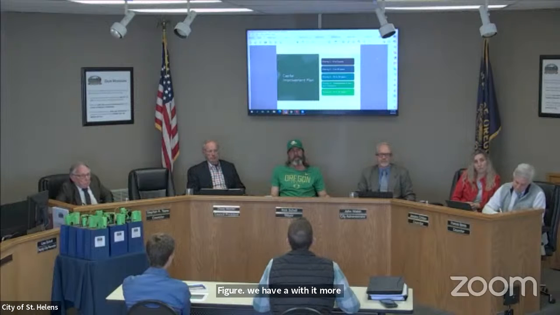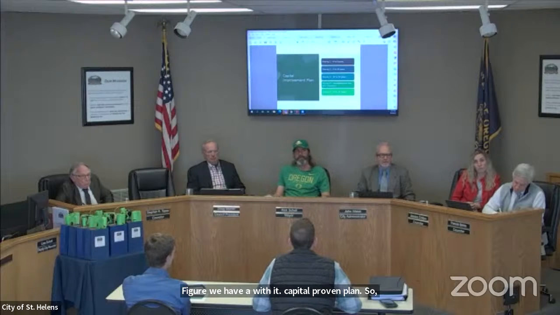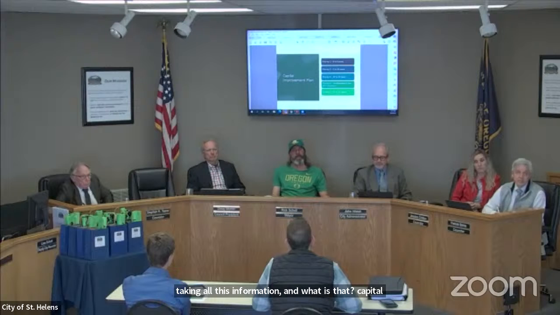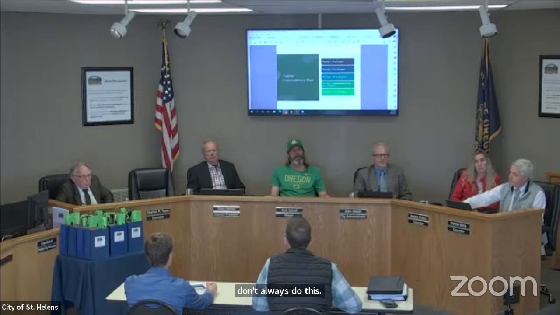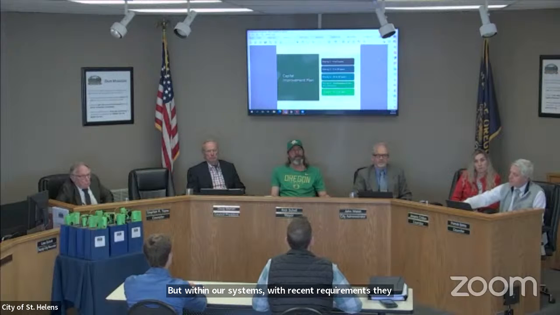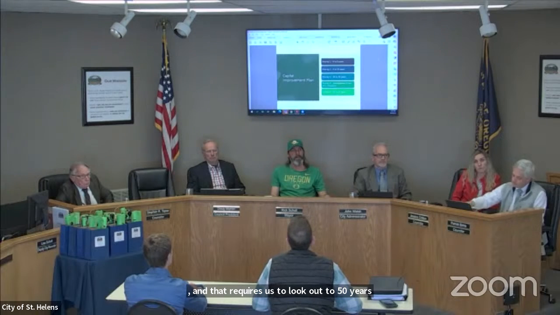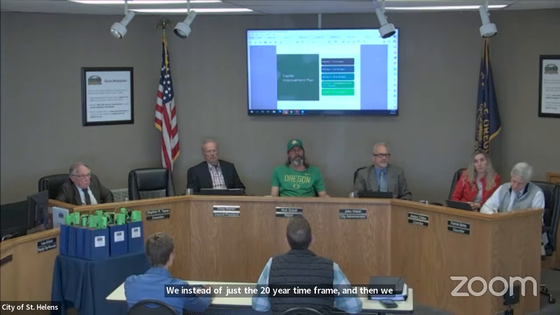One capital improvement plan. So taking all this information, what does that capital improvement plan look like? And we broke it down into 5 different priorities. We don't always do this, but with water systems, with recent requirements, they have you look at a seismic resiliency aspect, and that requires us to look out to 50 years instead of just the 20-year time frame.